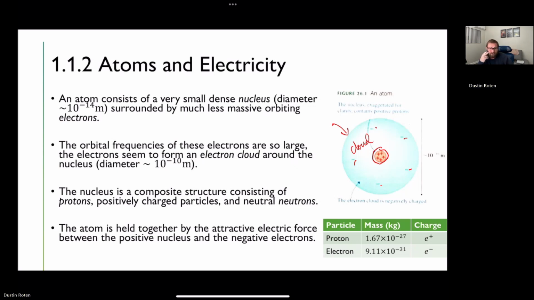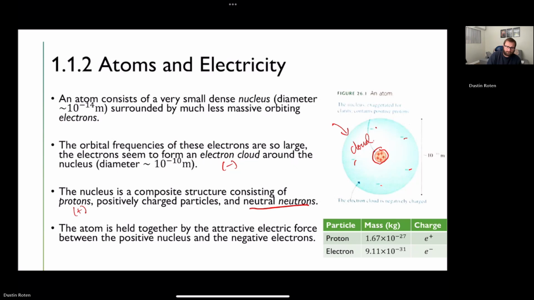So the nucleus, since we have this cloud of electrons, is actually a structure consisting of protons. Okay, so we have our negative outside, we have our protons inside. In addition to the protons, in the nucleus we also have neutrons, and neutrons don't have a charge. They have mass. It's a thing that has mass and it exists, but they have no charge.